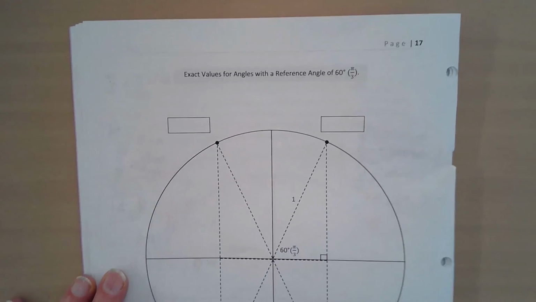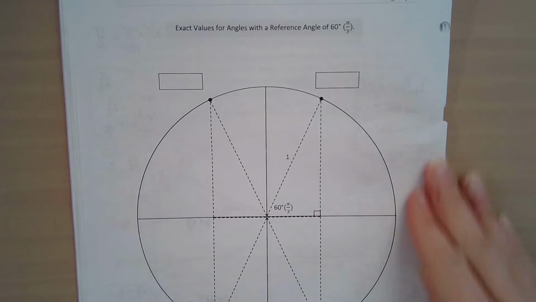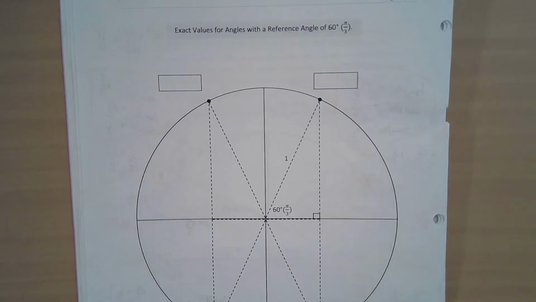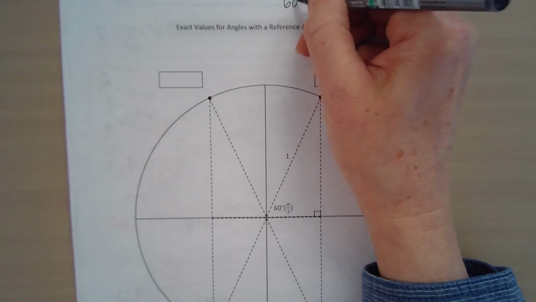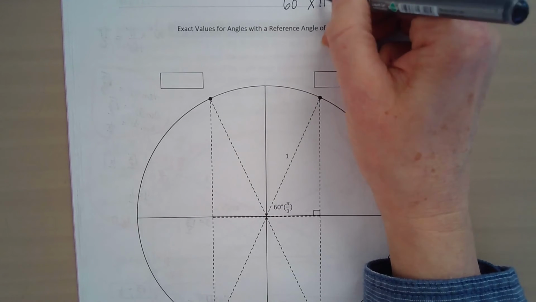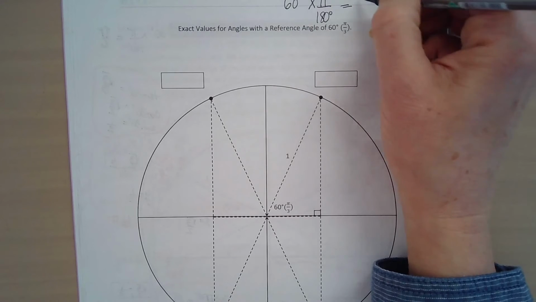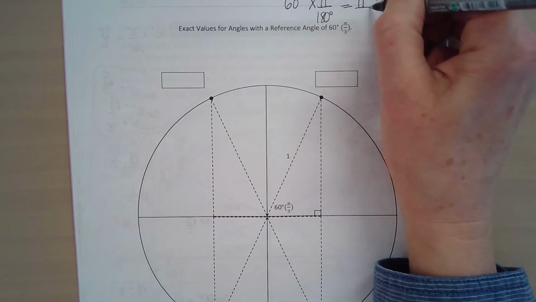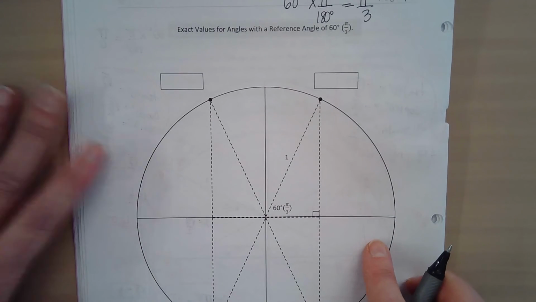Okay, let's look here. This is the last family, the 60-degree family. So what is 60 degrees as a radian measure? 60 degrees times pi over 180. Cancel out. Pi over 3? Perfect. Okay, so let's do all our related angles first.